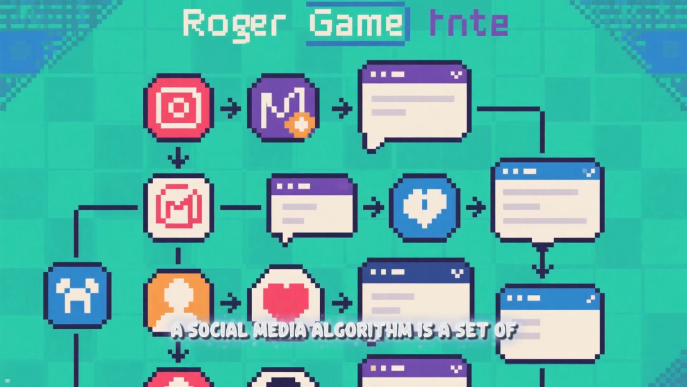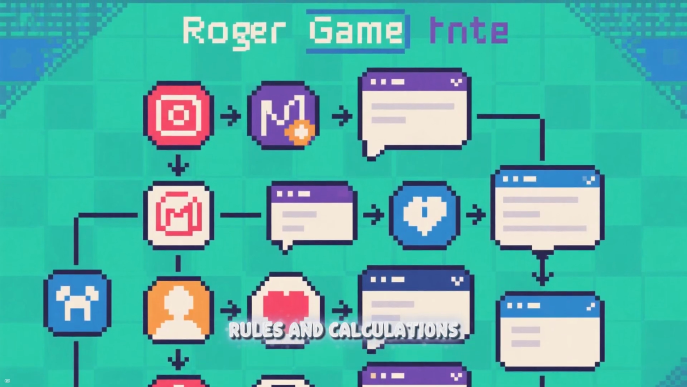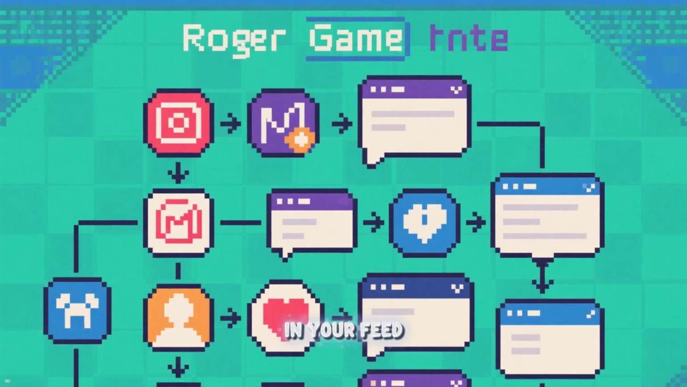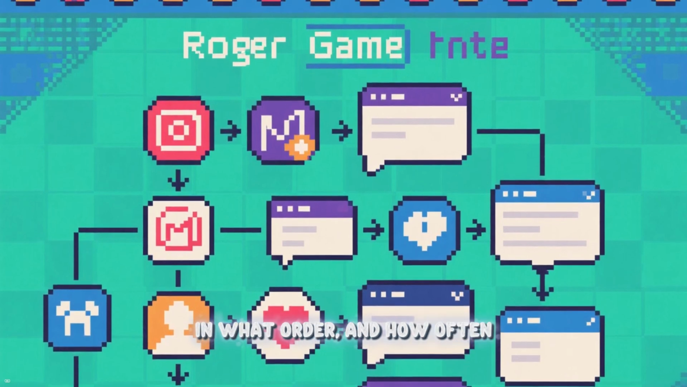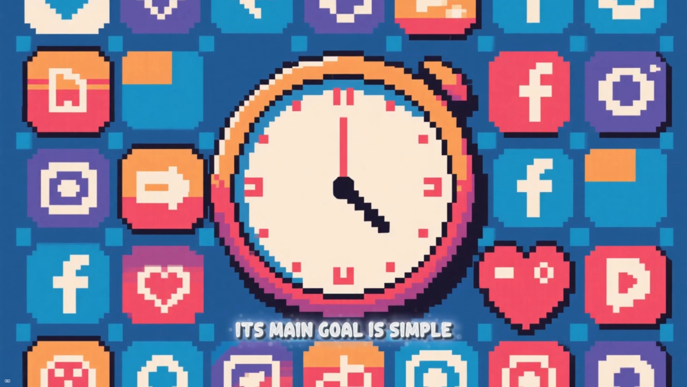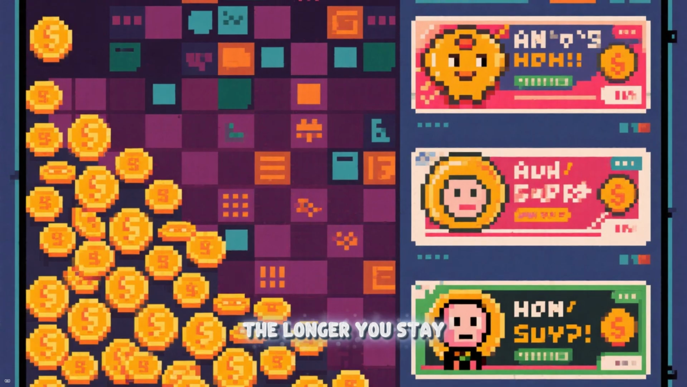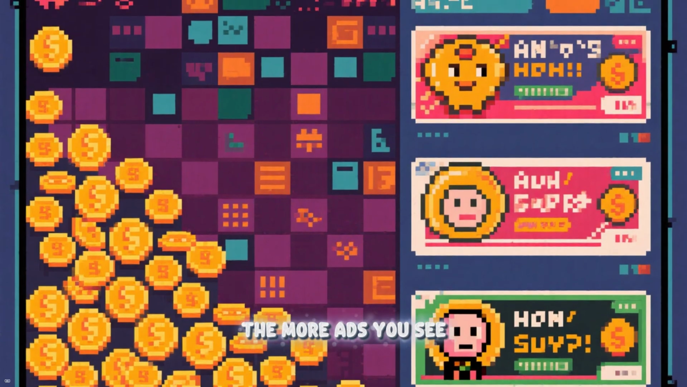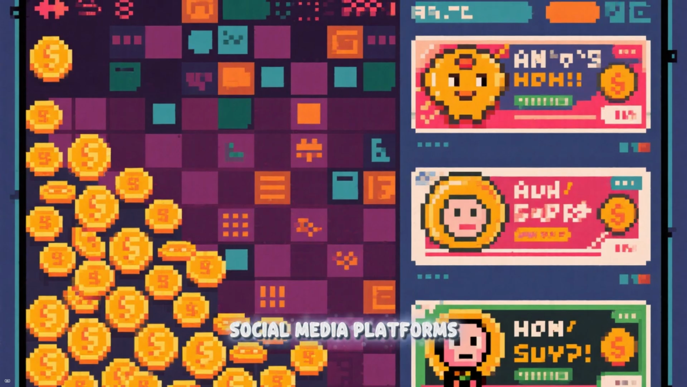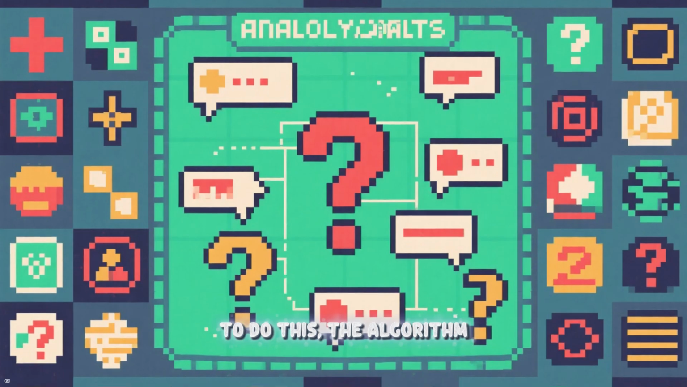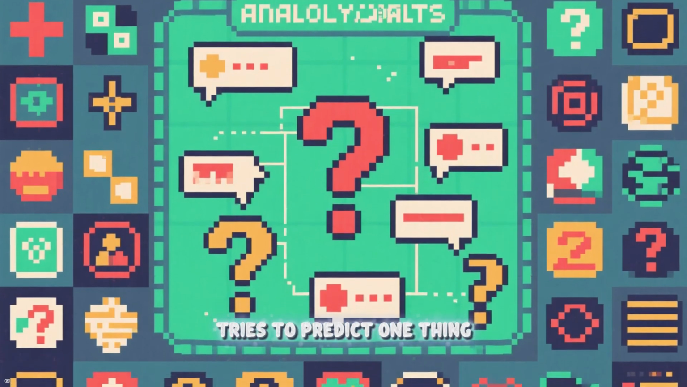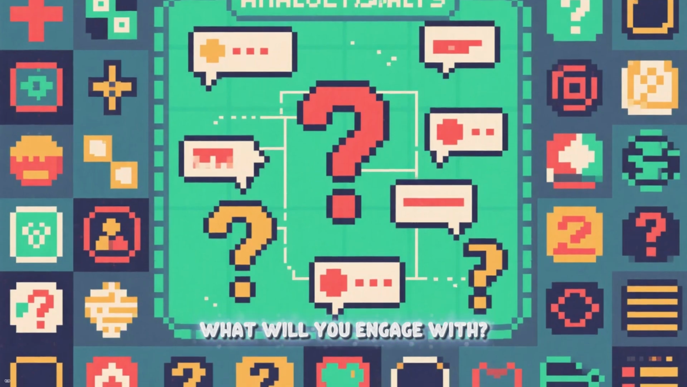A social media algorithm is a set of rules and calculations that decide what content appears in your feed, in what order, and how often. Its main goal is simple: keep you on the app for as long as possible. The longer you stay, the more ads you see. And ads are how social media platforms make money. To do this, the algorithm tries to predict one thing: what will you engage with?